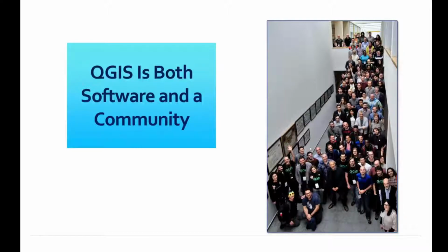Turning our attention back towards QGIS. QGIS is a software, as we mentioned. It's a GIS software. It's also a community. This is a photograph from the QGIS user meeting in A Coruña, Spain in 2019. And so in this picture, you're seeing a lot of the core developers and power users of QGIS all assembling to work on the project over a couple days.